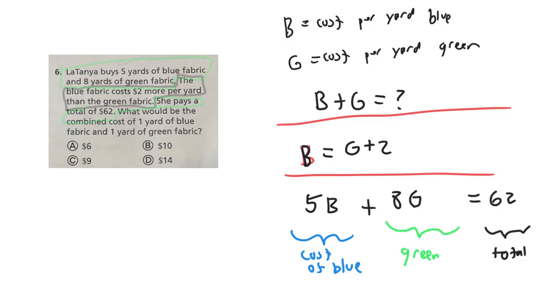So, based off of this information, she bought 5 yards of blue, 8 yards of green. And by the way, she paid 62 for all that. Well, that's going to be 5B plus 8G equals 62. Okay. 5B is the total cost of the blue fabric. 8G is the total cost of the green. In fact, I'll write total cost of the green, and this is total cost of the blue.